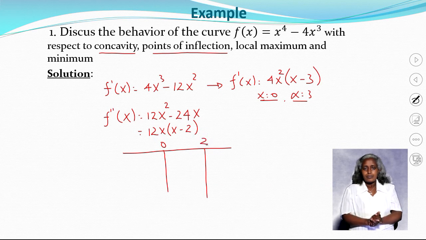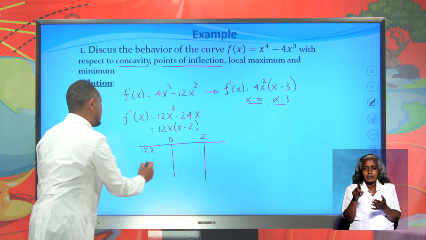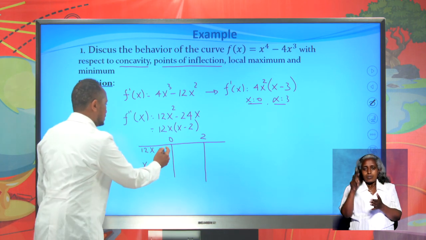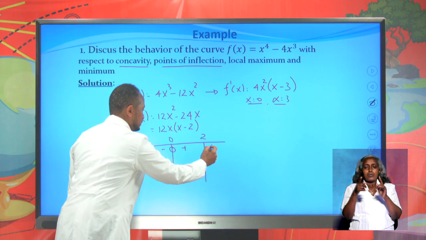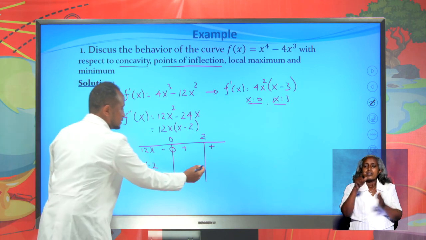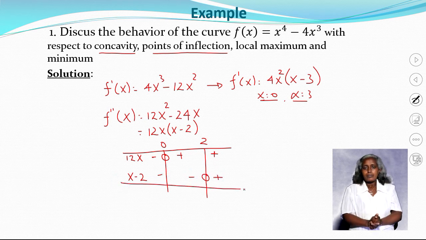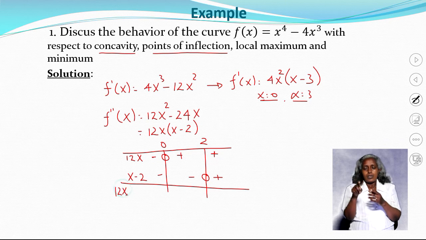And our function here will have 12x, x minus 2. So the sign of 12x, for x less than 0 is negative, it will be 0 at x equals 0. For the other part, it will be positive. And x minus 2 is 0 for x equals 2, positive for this part and negative for this part. Now let's see the sign of the product 12x times x minus 2.